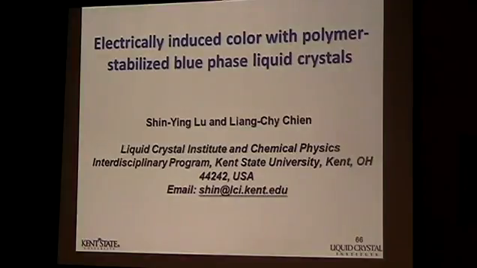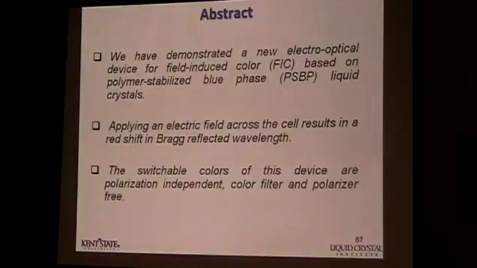Well, I guess I spent about 10 minutes talking about this Bragg reflection device. So you can use the electric field to induce the color change in this polymer stabilized blue phase. Earlier we saw this Bragg reflection doesn't change as a function of applied fields, and here we show this field induces the color change. So how does that work?